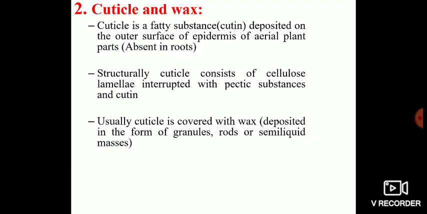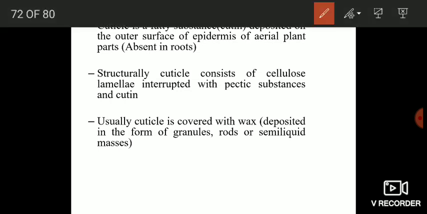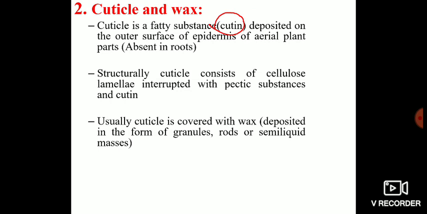Another important thing that we are going to discuss is cuticle and wax. So far we have discussed the epidermis. Now cuticle and wax. Cuticle is a fatty substance which is known as cutin. It is a fatty substance which is deposited on the outer surface of epidermis of aerial plant parts.